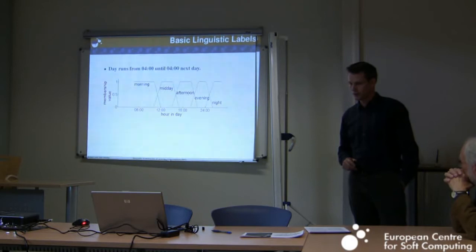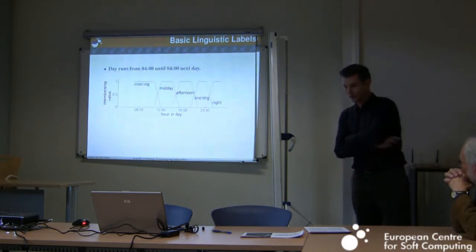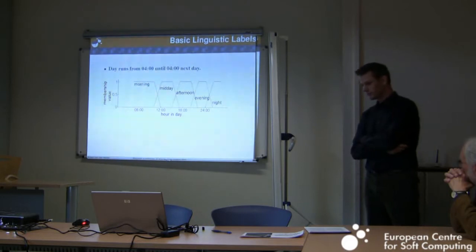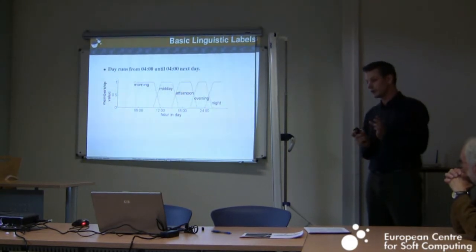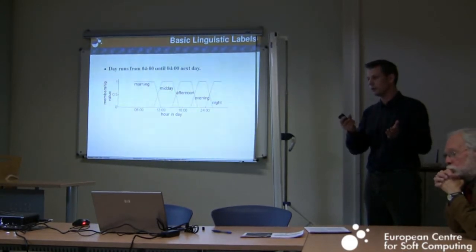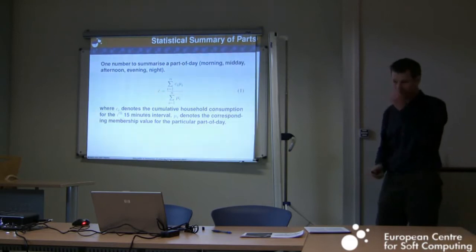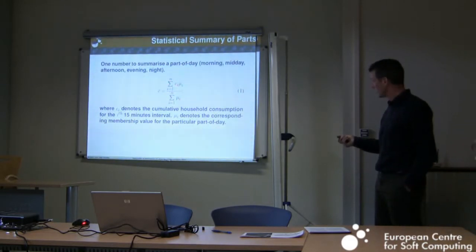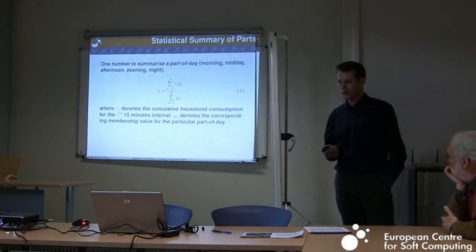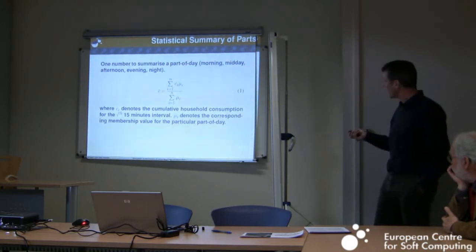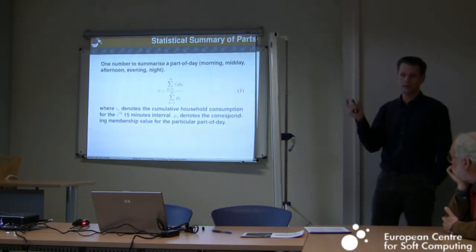Okay, this is the basic terminology that we have. Basic label. Now, we made a statistical summarizer of these different parts of the day. You have the original signal and a fuzzy interval, and you multiply them with each other. Then you have a weighted average of that, and then you have an average of a fuzzy interval.